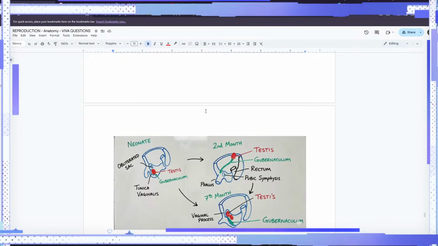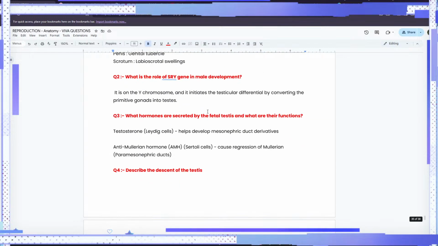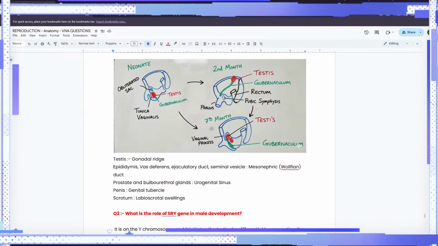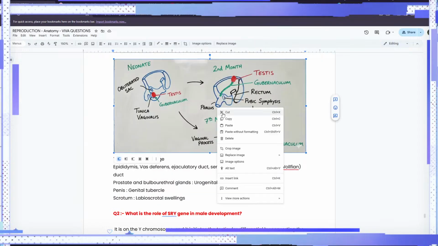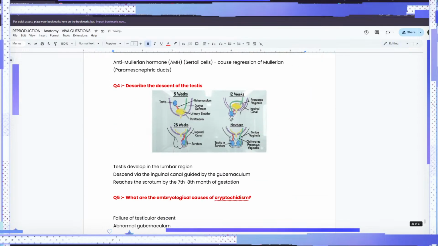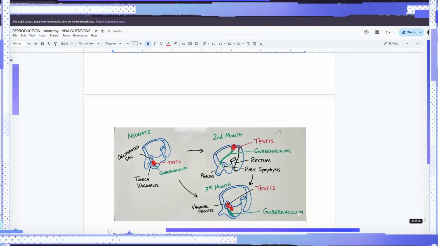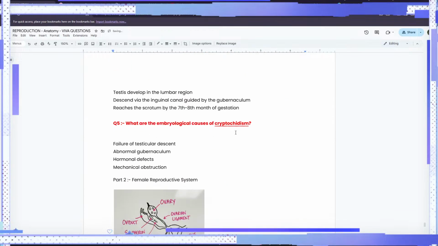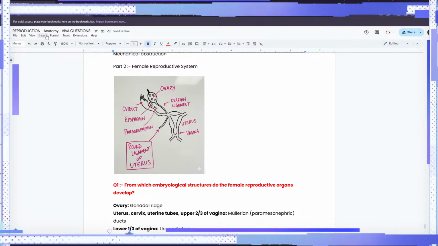I think inside this one also the descent of testis is shown, which is interesting because I have this image as well there. Okay, yeah, this deserves to go over here. इसको थोड़ा सा छोटा कर देते हैं ताकि फिट हो जाए। अच्छा जी, फीमेल का और नहीं है क्या?